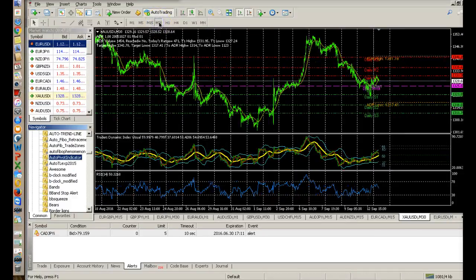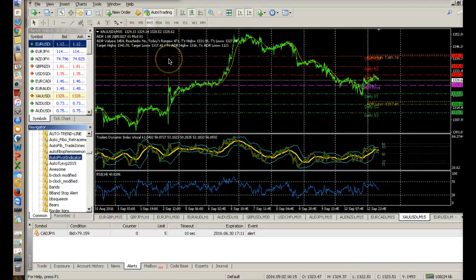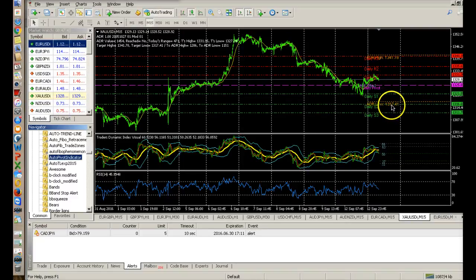All right, so for gold, the area, see right here, this will be resistance 3, and this is where the ADR high is. So I would want to sell at 1341. That's where I want to sell, and I would want to buy at either support 2, which would be 1317, or support 3, which is 1311. All right, those are my selling areas. I mean my buying areas.